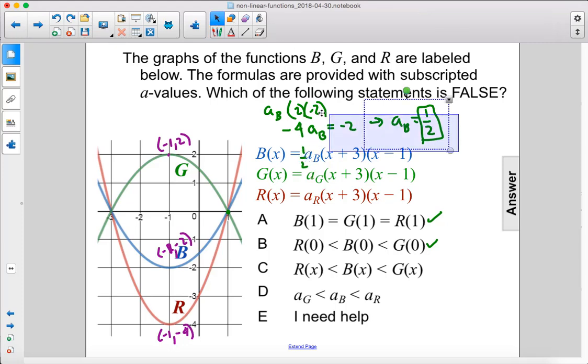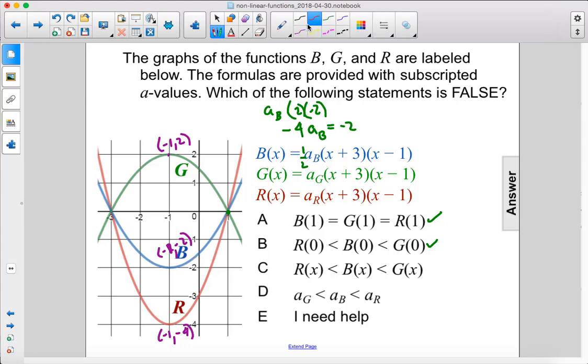Now we can erase this and move on, but as you can see, because the x value is the same in the other ones, and all that changes is the y value, we can actually reuse a lot of what we've done here already. So -4 a_g, so all we've changed is that now we're solving for this instead of this, equals, and what's the y coordinate here? +2. So we see that a_g equals -1/2. Because we're still using -1 as our x, so the only thing that is changing is the output, the y value, and the coordinate here, the a coefficient.